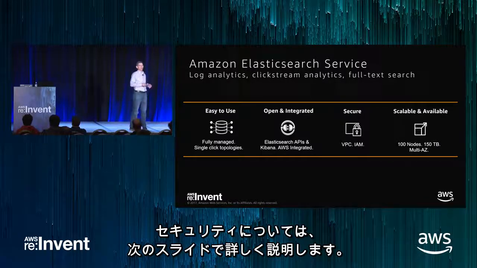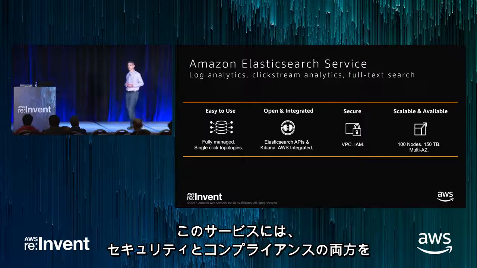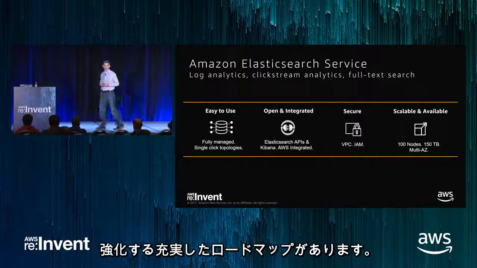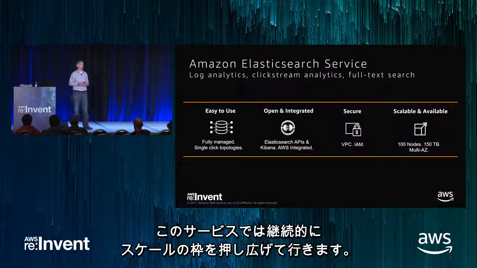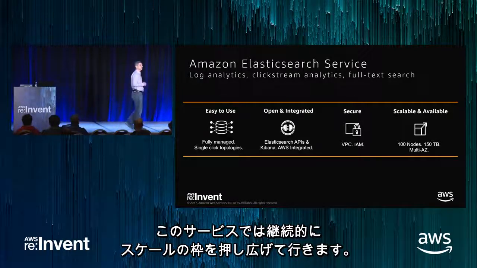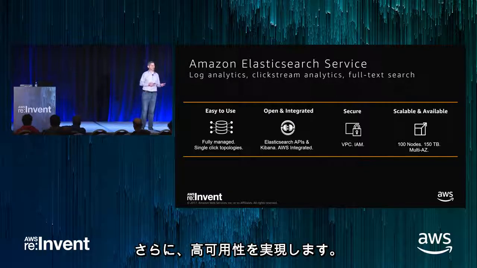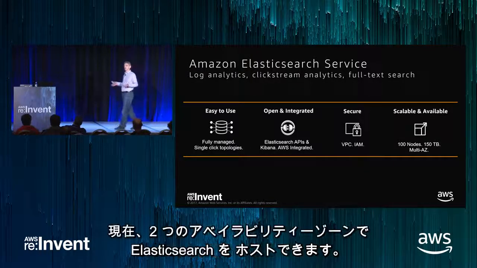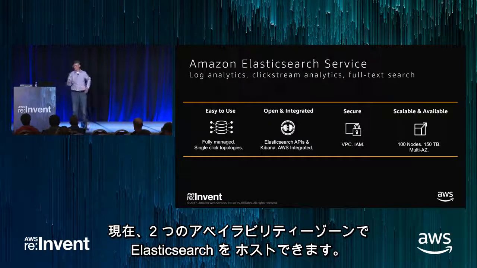Security is a super important aspect of this service. I'll talk a bit more about security in the next slide, but we have a very rich roadmap to make sure that we both help you on security and compliance with this service. And last but not least, Elasticsearch is about analytics at scale. So we're just continuously pushing the envelope of scale with this service, and I'll talk about that in a minute, and then also making sure that it's always available. And today we can host the Elasticsearch in 2 AZs for you.